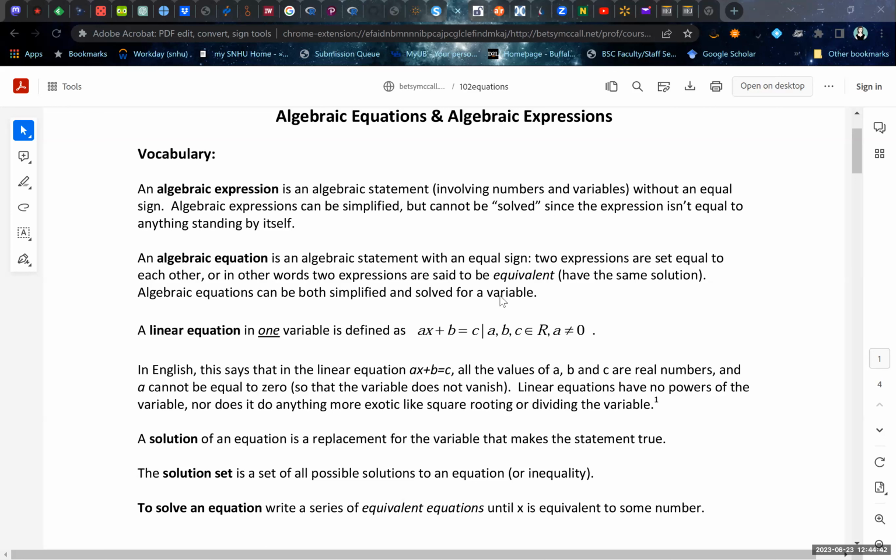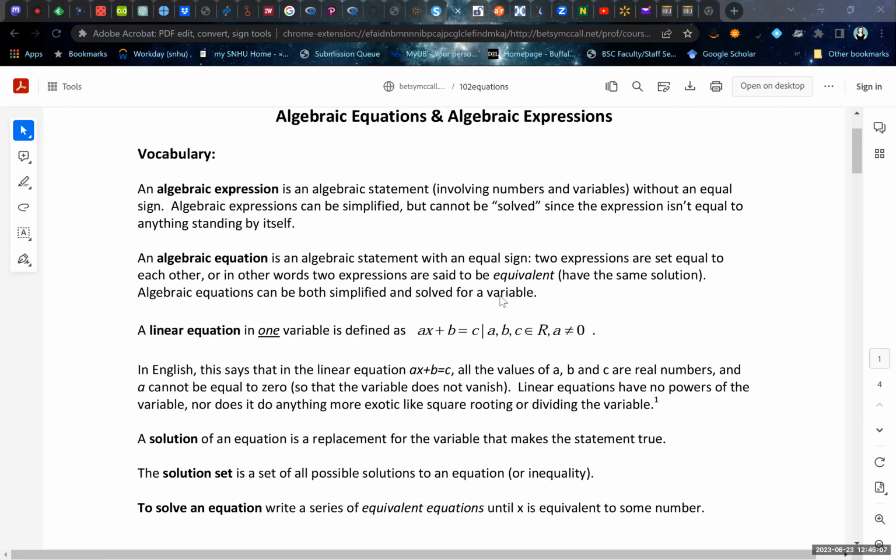You can simplify it, you can reduce it to lowest terms, you can combine like terms, but you can't solve it. You don't get x equals something. You just get an expression that is easier to look at than it was before. An algebraic equation, on the other hand, is a statement with an equal sign. Typically, there's something on both sides of the equal sign, and they're equivalent to each other.